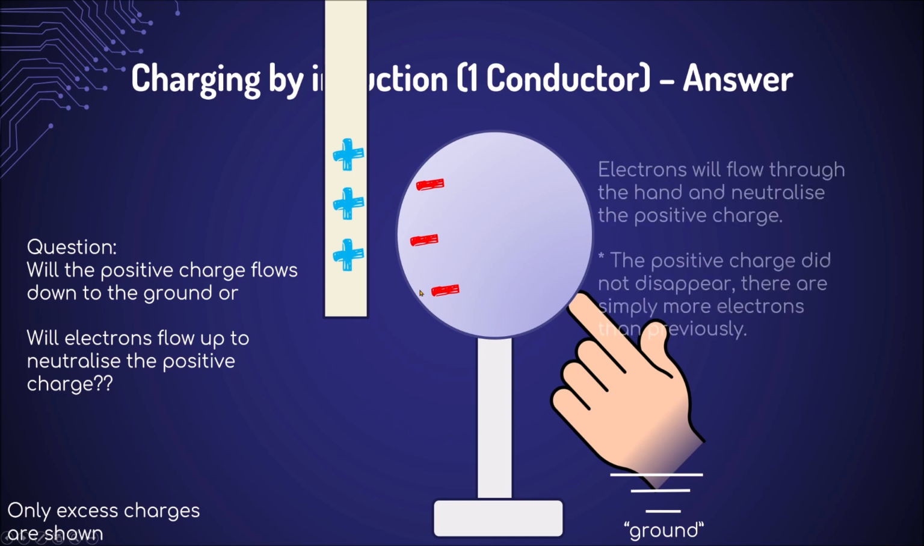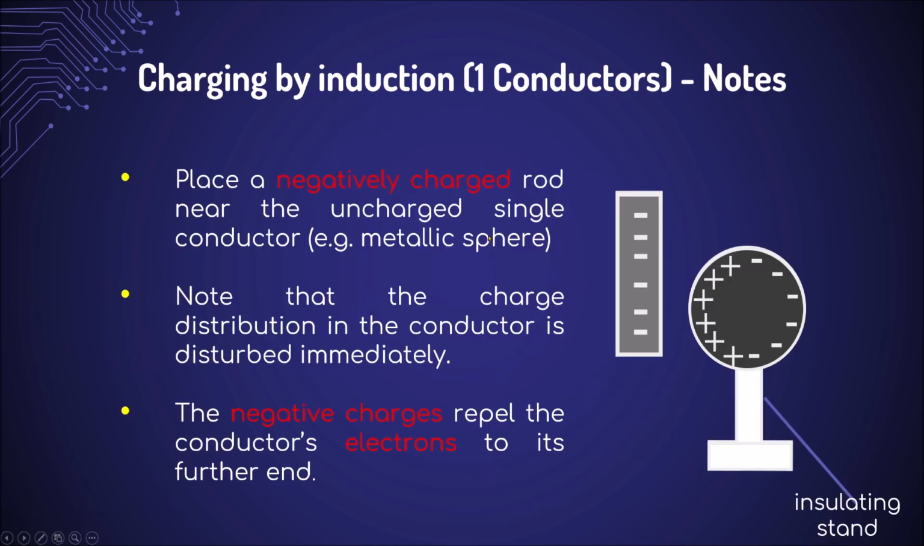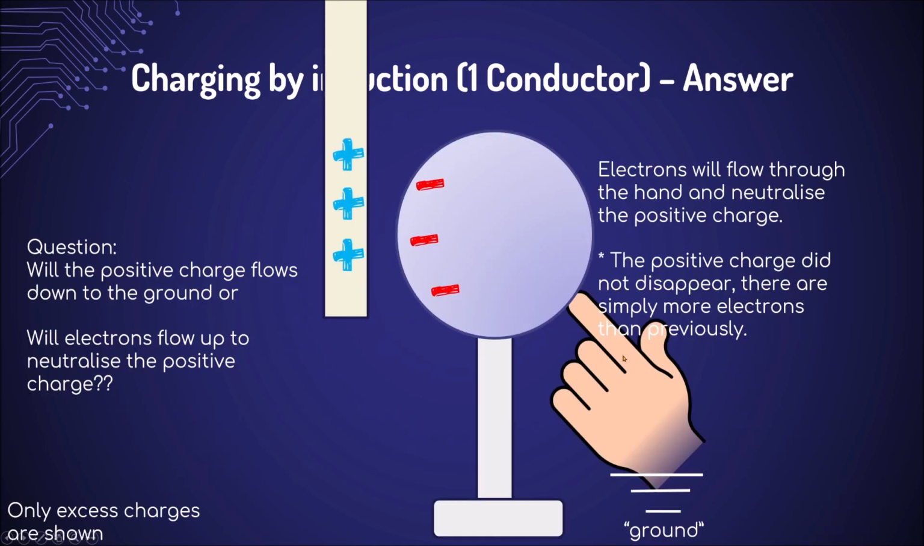Okay, so with that, if I remove the rod, the electrons will redistribute themselves, and this whole sphere will be negatively charged. Yeah, and do note that it doesn't matter where my hand is touching. My hand can be touching on the right side or on the left side. The same process will still occur.